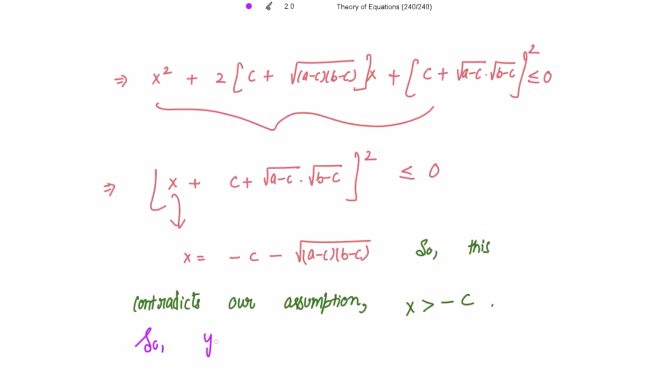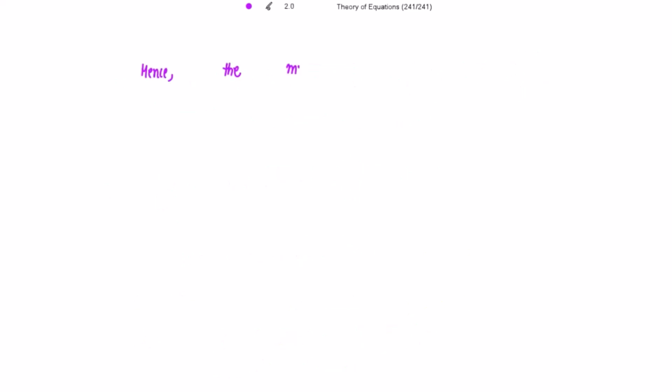So y is greater than or equal to (√(a − c) + √(b − c))². That means this right hand side is the minimum value of y. So hence the minimum value of y is (√(a − c) + √(b − c))². Alright, thank you.